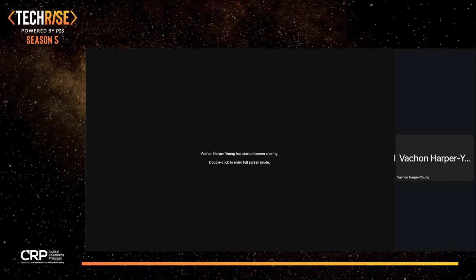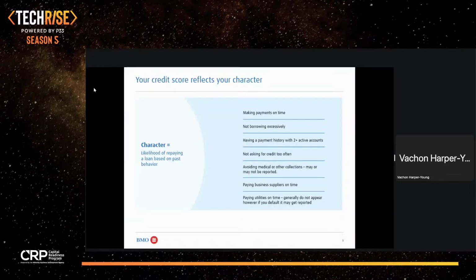So, character. This information is derived from your personal and your business credit report and really depicts your credit behavior. So, when managing your credit to a favorable state, you make sure that you are making payments on time for all your credit. You want to consider not borrowing excessively so that you don't get yourself overextended. So, when you're borrowing, have a reason in mind for borrowing.